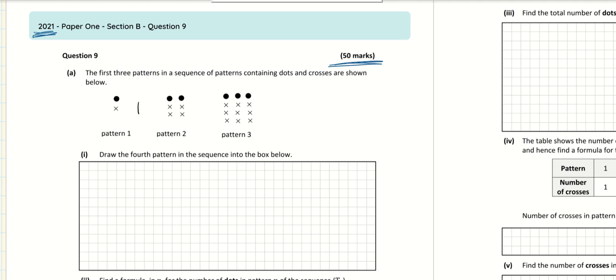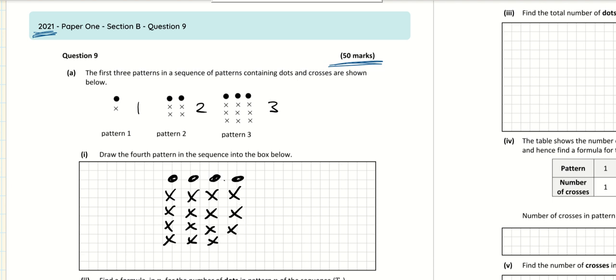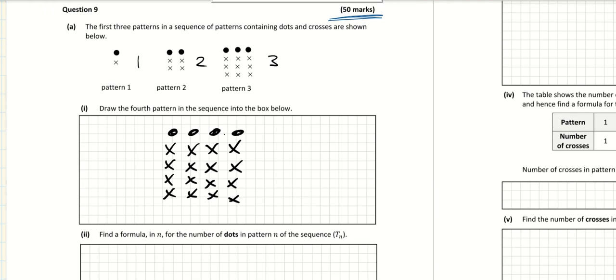So you can see there's 1 dot, there's 2 dots, there's 3 dots. So that means the next one's going to have 4. So you're going to have 4 dots. And you see again 1, 2, 3 down here. So you're just going to have 4 down the way instead. Okay, so that's it. That's a nice, easy, probably 5 marks just for doing that correctly. Okay, drawing the 4th pattern.